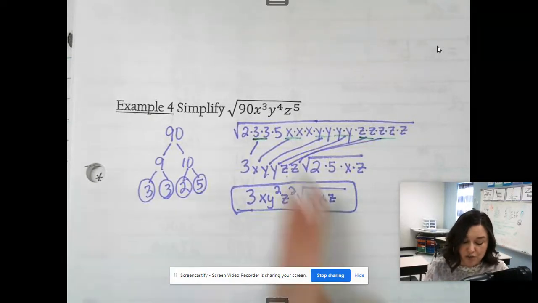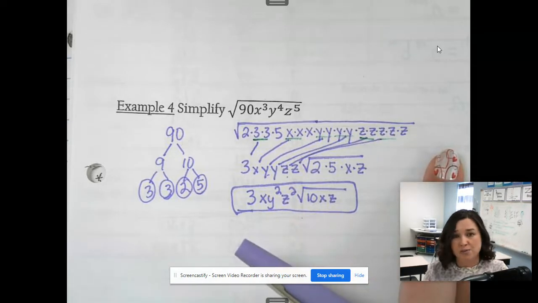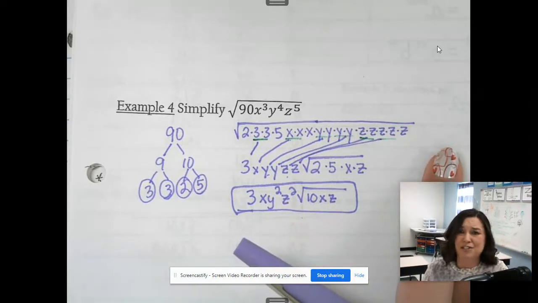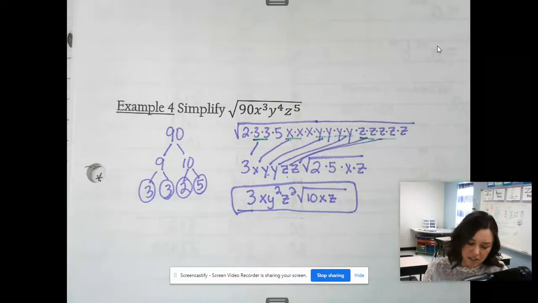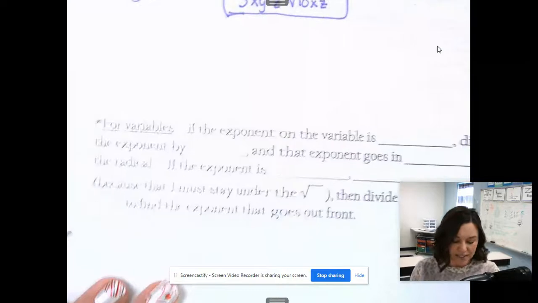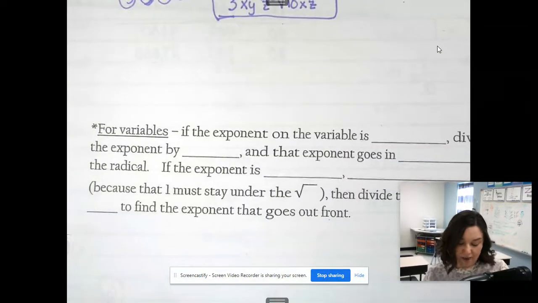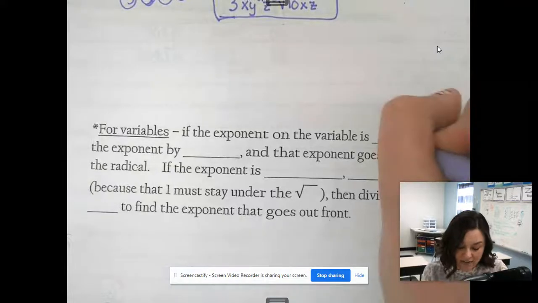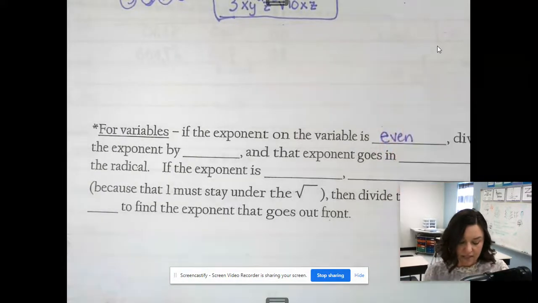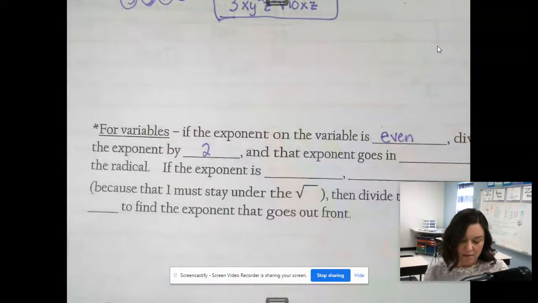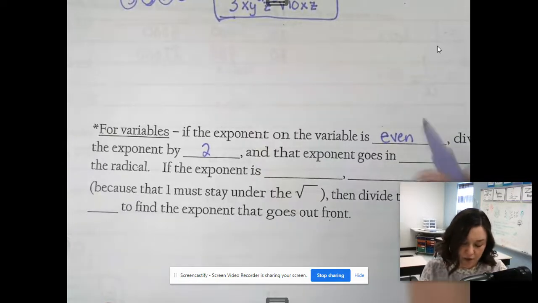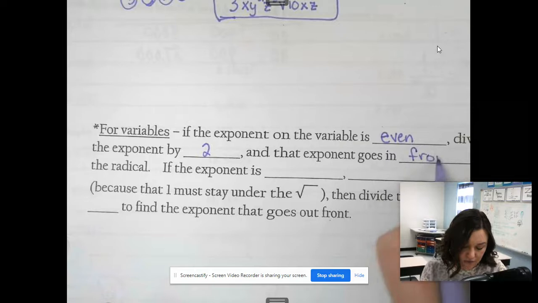So I want you to know if you write it out like this, the pairs will always work. But you don't want to do that. What if it was z to the 37th power? You would not want to write out 37 z's. So let's go down to the bottom where I've got some fill in the blanks for you. It says for variables, if the exponent on the variable is even, divide the exponent by 2, and that exponent goes in front of the radical.